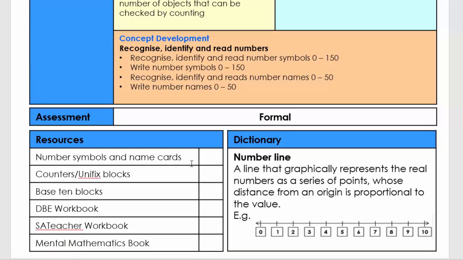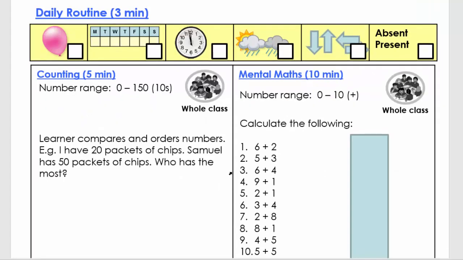Then I'm going to show you the resources in the dictionary. The dictionary word for today is number line. Again, if you as an adult need to know this to help your child or at school, pause here so you can see the resources needed and prepare for them. Remember, we can always use waste materials for these resources. We don't always need very expensive resources. Okay, let's go to the daily routine activity.